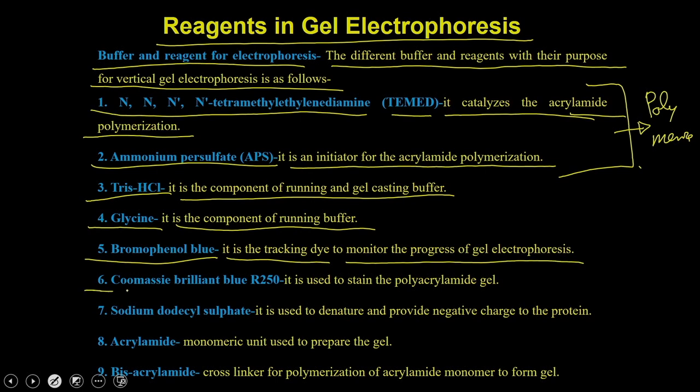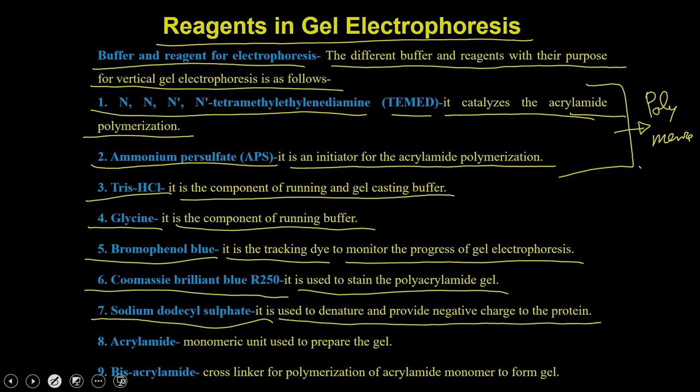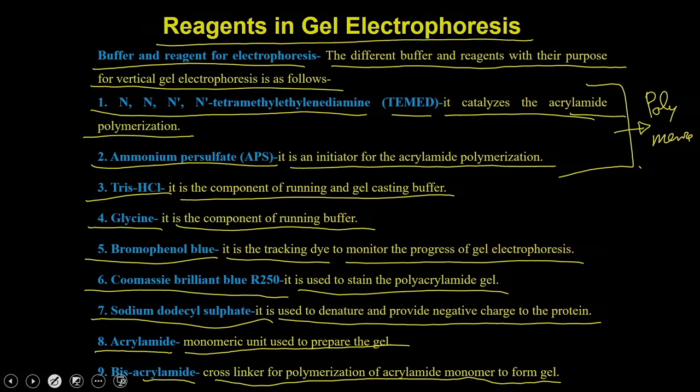Then you require Coomassie Brilliant Blue R250, which is a staining dye that is going to stain the polyacrylamide gel. Then you require sodium dodecyl sulfate, or SDS. It is used to denature and provide the negative charge to the proteins. And then you require acrylamide. Acrylamide is the monomeric unit used to prepare the gel. And then you require bisacrylamide, which is the cross-linker for polymerization of the acrylamide monomer to form the gel.